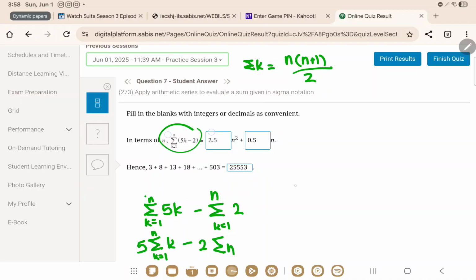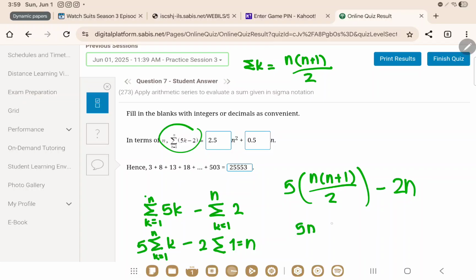So now what we know, it's 5 into n plus 1 over 2 minus 2n. n stays the same. Yeah, because any number here, when you take out 2, you're left with 1 here. 1 is equal to n. So it's just 2 times n. So now we have to distribute the 5. You're left with 5n into n plus 1 over 2 minus 2n. What do you do next?